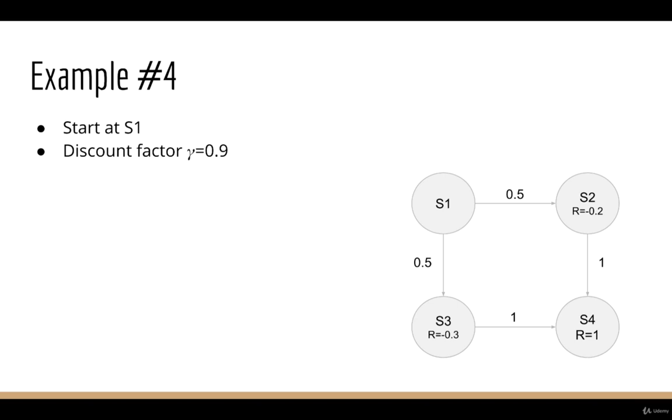In this next example, we're going to introduce some randomness. Our states are S1, S2, S3, and S4. S4 is a terminal state, and you always get a reward of 1 when you go here. S2 and S3 both go to S4 100% of the time, so this part is deterministic. S1 goes to S2 50% of the time, and to S3 50% of the time, so this part is random. The reward for arriving in S4 is 1, and the reward for arriving in S2 is minus 0.2, and the reward for arriving in S3 is minus 0.3.